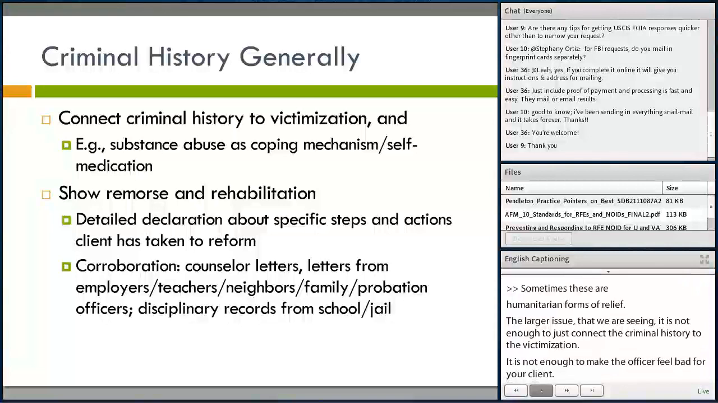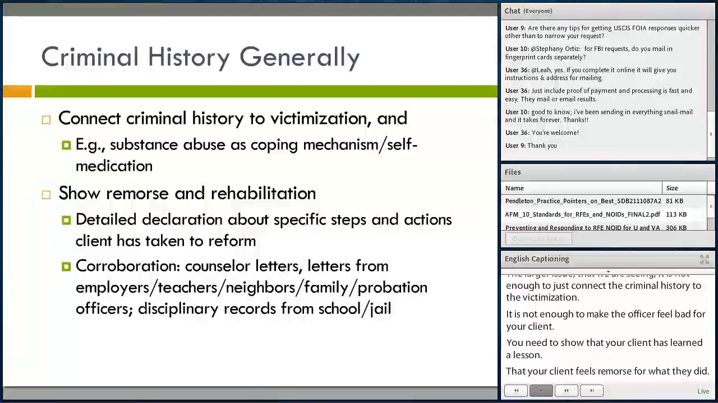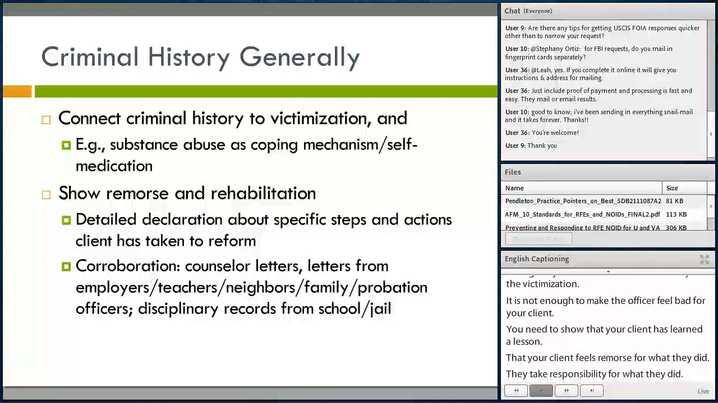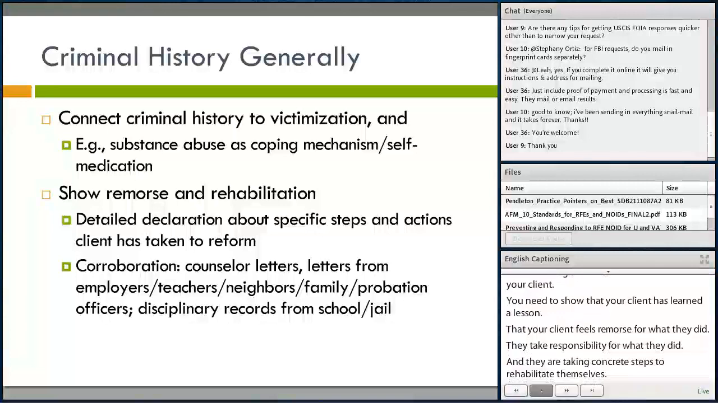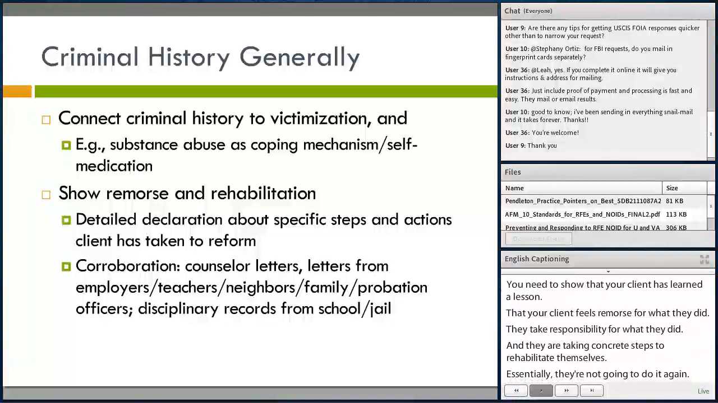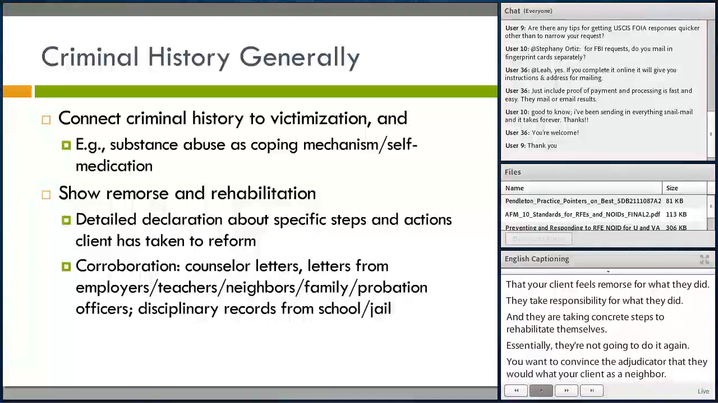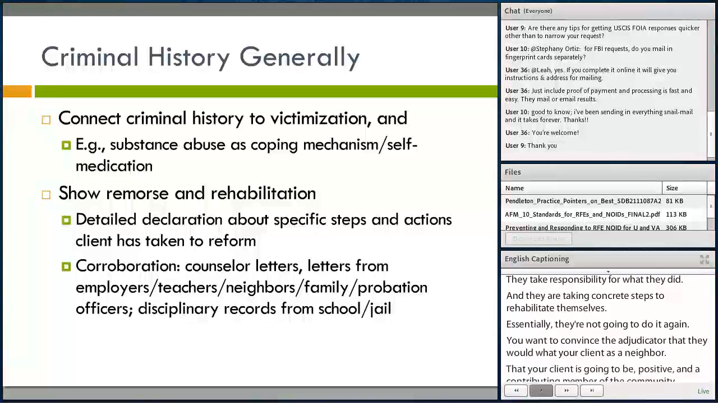You also need to show that your client has learned their lesson, that your client feels remorse for what they did, that they take responsibility for what they did, and that they've taken concrete steps to rehabilitate themselves. Essentially, that they're not going to do it again. Because you want to convince the adjudicator that they would want your client as a neighbor, that your client is going to be a positive, contributing member of the community.